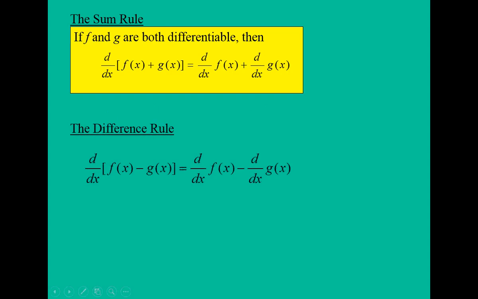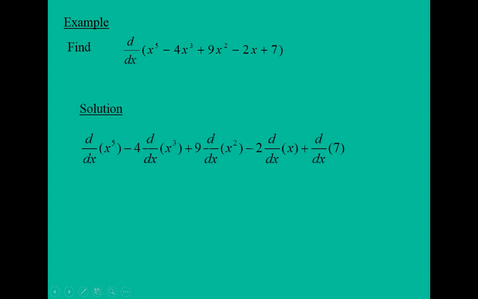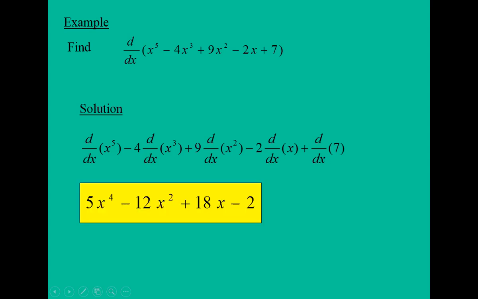The difference rule, same idea as the sum rule, only we're subtracting. We can take the derivative term by term and then subtract them. So an example, here we have a polynomial with 5 terms. We could go through and take the derivative of each term separately and then either add or subtract them back together.